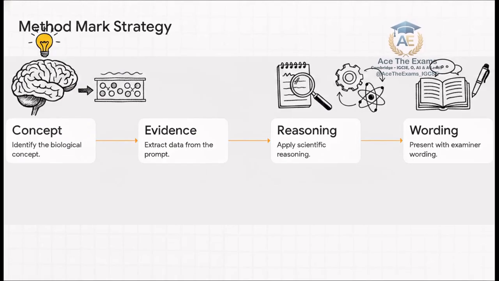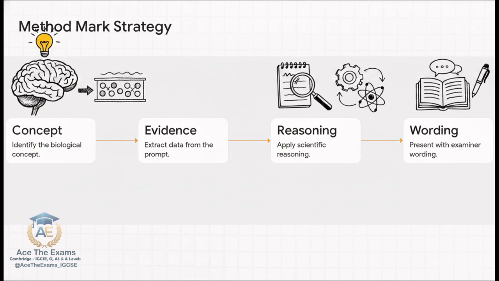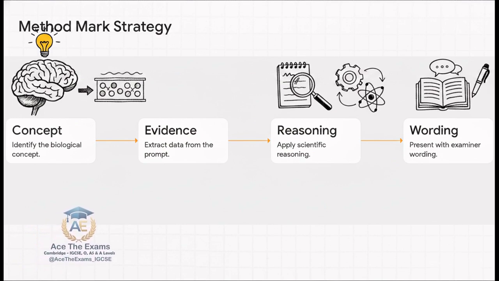So the crucial thing to understand is that Cambridge isn't just testing your ability to recall facts like a robot. They are testing your reasoning. Here is the exact sequence examiners are looking for if you want top-tier answers. Step 1, identify the concept. So in our case, phospholipids. Step 2, extract the evidence or data that's provided in the exam prompt. Step 3, apply scientific reasoning to actually connect that concept to the data. And finally, Step 4, present the whole thing using the exact examiner wording expected in the syllabus.